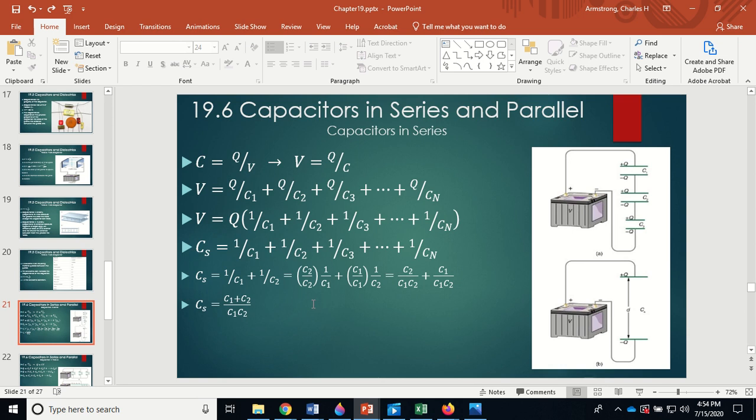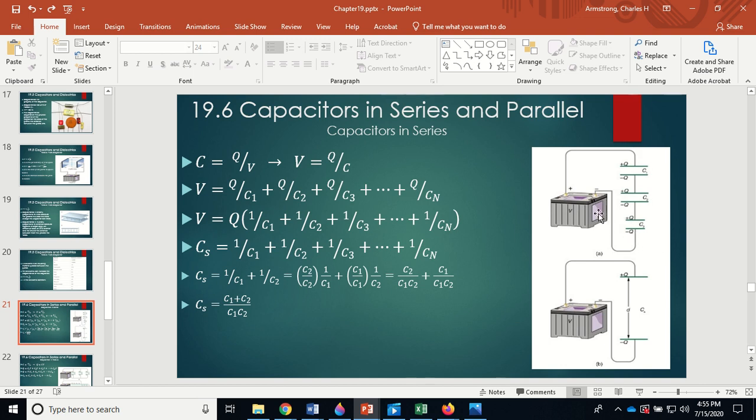Okay, capacitors in series and in parallel. First of all, we start with capacitors in series. That means that they make a line like that, one right after the other. The circuit goes through all 3 of them. Okay.